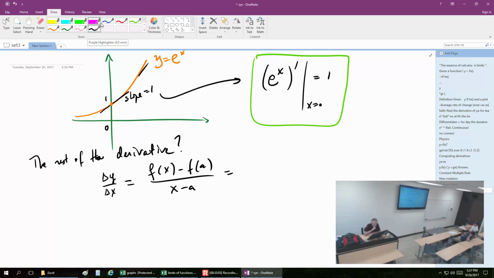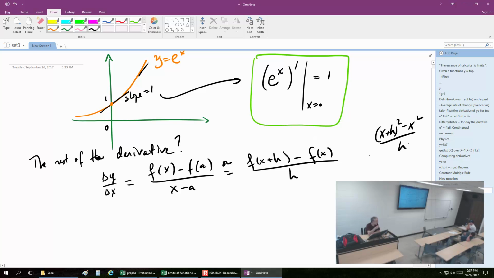I'm not sure if it matters, but sometimes you just vary between the two. Between these two, they're equally applicable theoretically, but practically, depending on the function, one works better than the other. Remember how we did the quadratic function? For the quadratic function, the second one is better because it's x plus h squared minus x squared over h, okay? And all you have to do is expand. So that's for the quadratic.